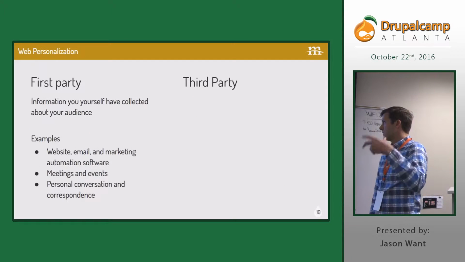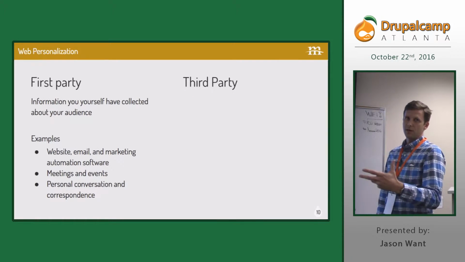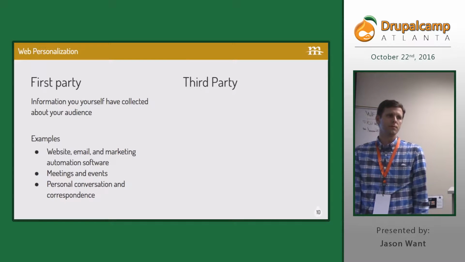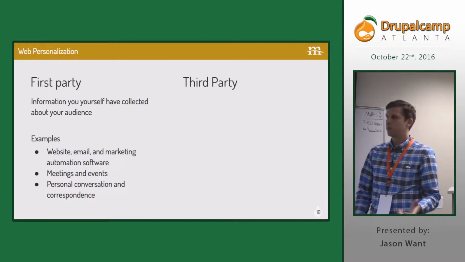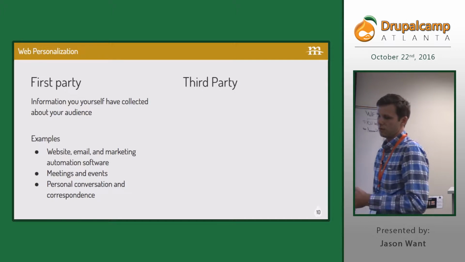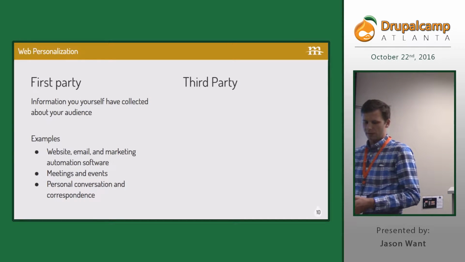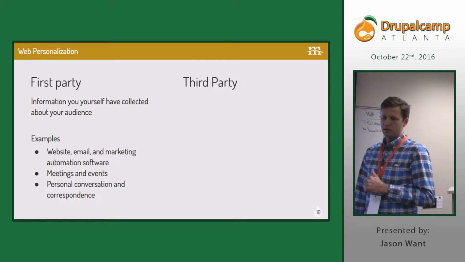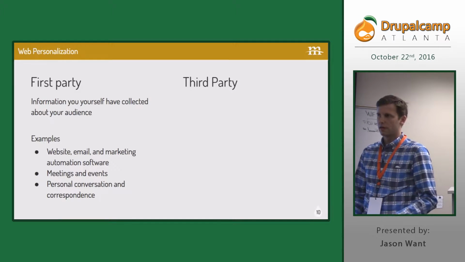We also have first party and third party, pretty self-explanatory. First party is the data you get from the individual, and that's from their interactions with your website, or any of your other websites or interactions you can get through email marketing and things like that.